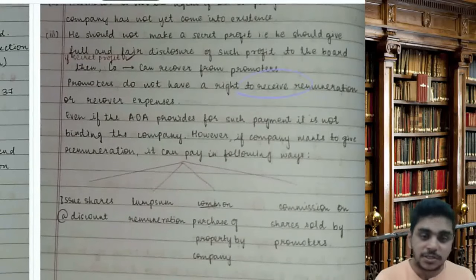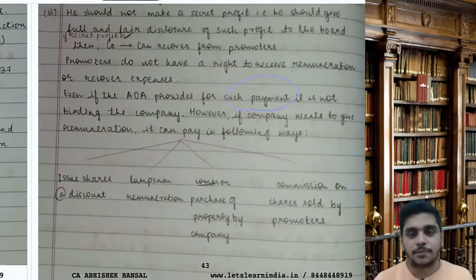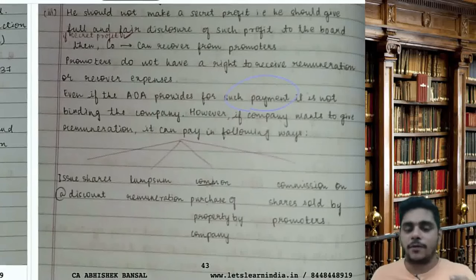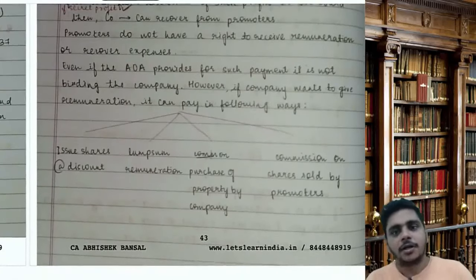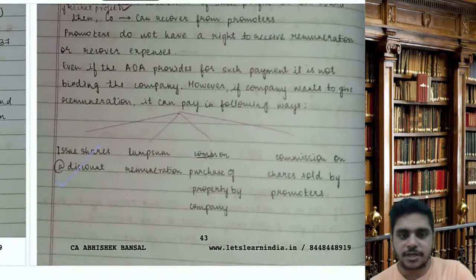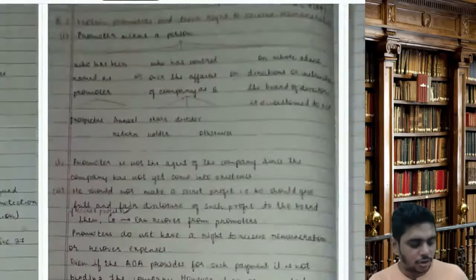Promoters do not have a right to receive any remuneration or recover any expenses. Even if the AOA provides for such payment, it is not binding on the company. However, if the company wants to give remuneration, it can pay in the following ways: by issue of shares at discount, by lump sum remuneration, by commission on the purchase of property by the company, or by commission on the shares sold by the promoters. So it's a short note on promoters.